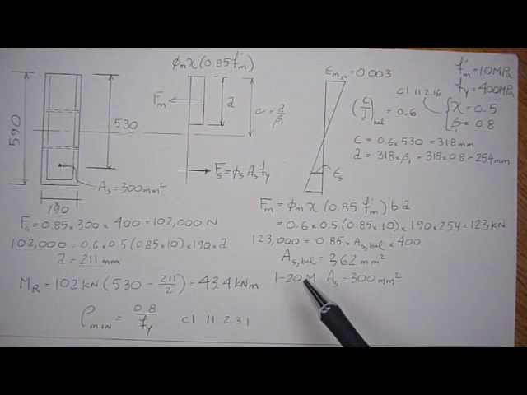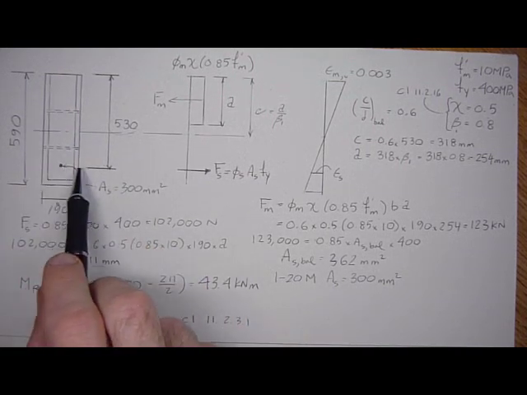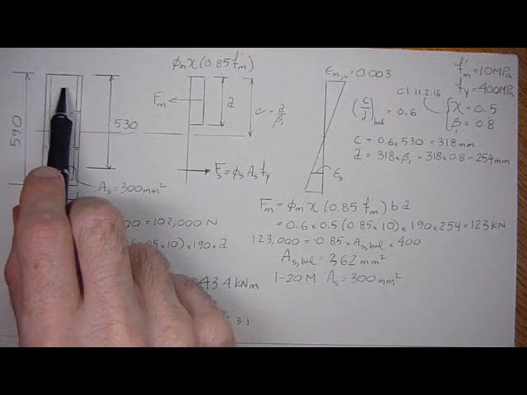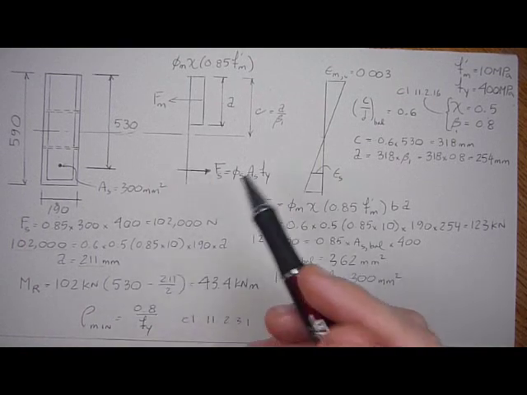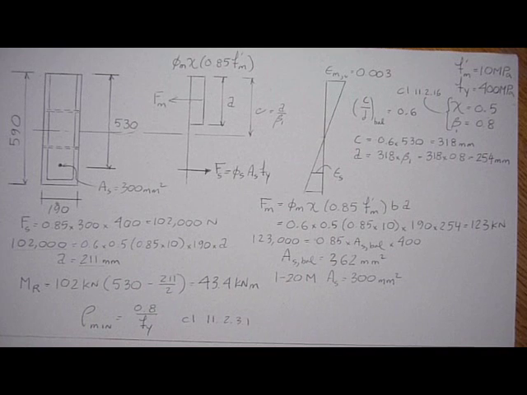So in the next tutorial, I'll add additional steel to the section in the top and the bottom to increase the moment resistance further. And we'll keep going from there, going through in detail all the checks for a masonry lintel design.